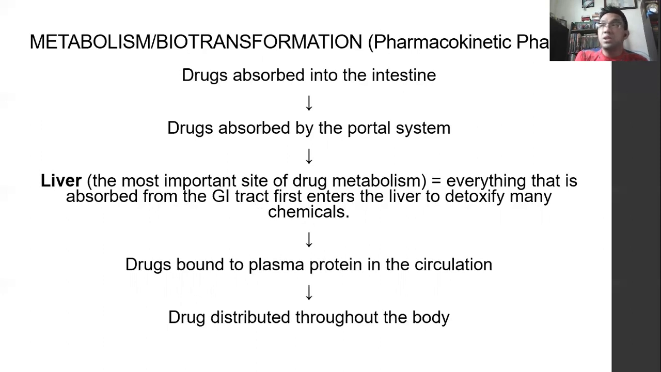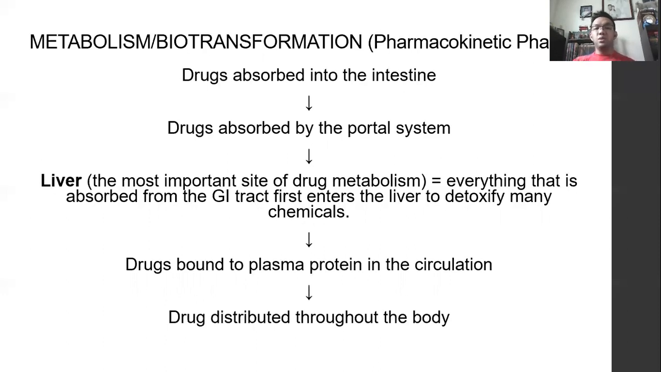This is the term that I've mentioned earlier, the first pass effect, which happens here inside the liver. Some molecules of the drugs may be deactivated by the liver. That's why the dosage should be taken into consideration as well.